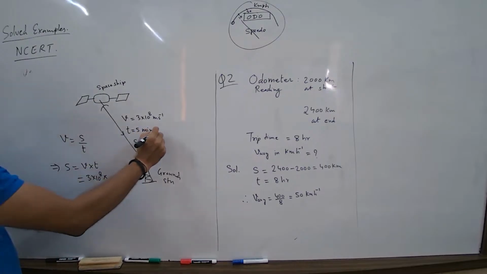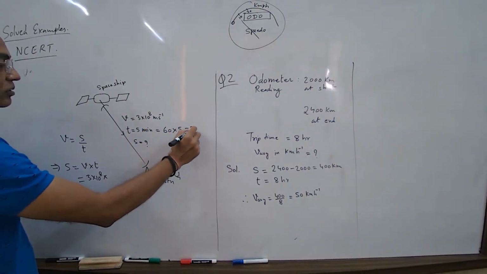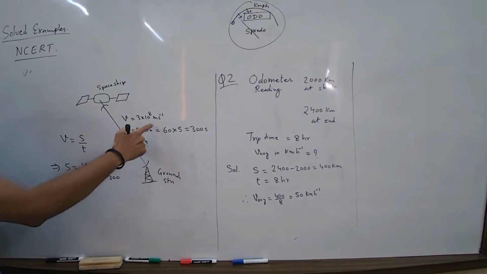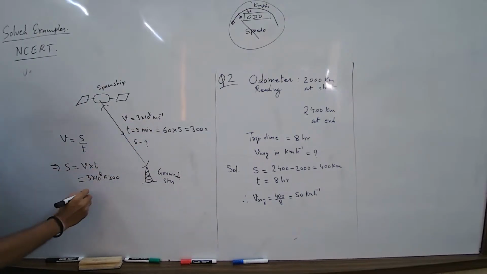How much is T? 60 into 5. Okay. So how much is it? 900. Into 3. So you have to be careful about the units. Here it is second. So you can't use it in minutes. Everything has to be in one unit. Okay. This is how it should be.